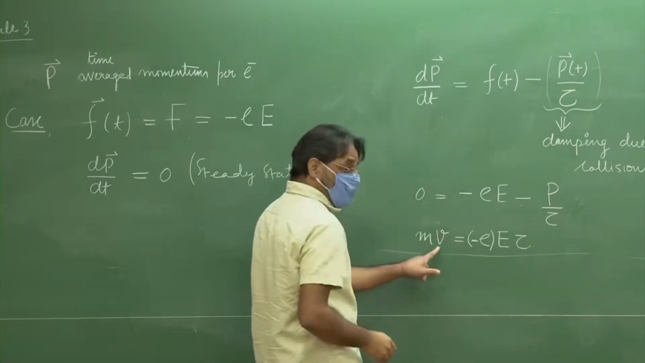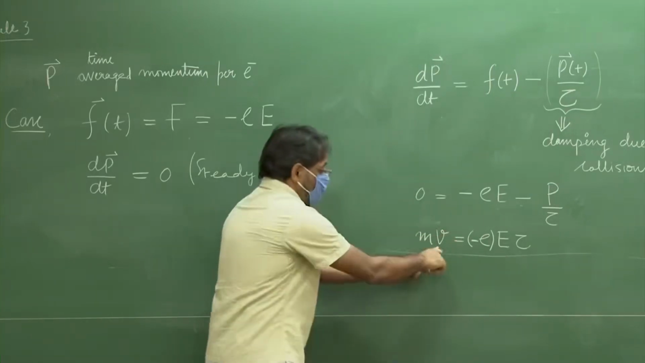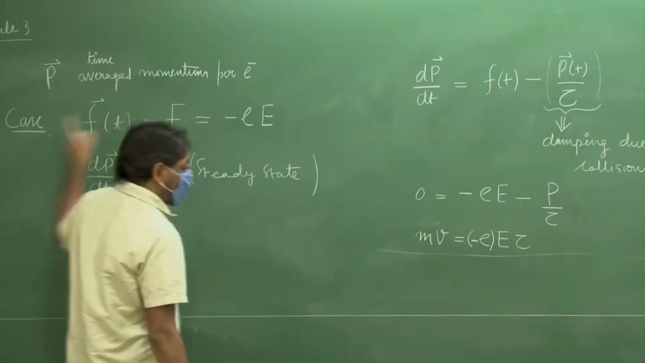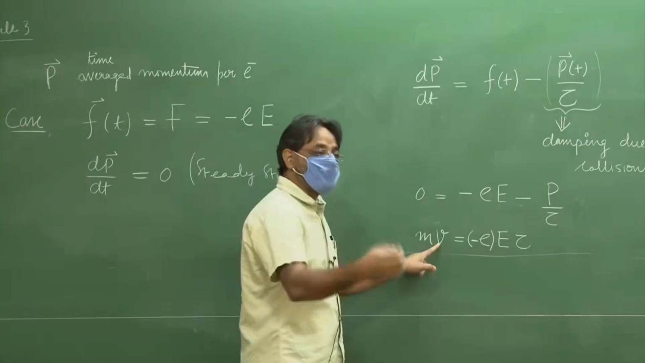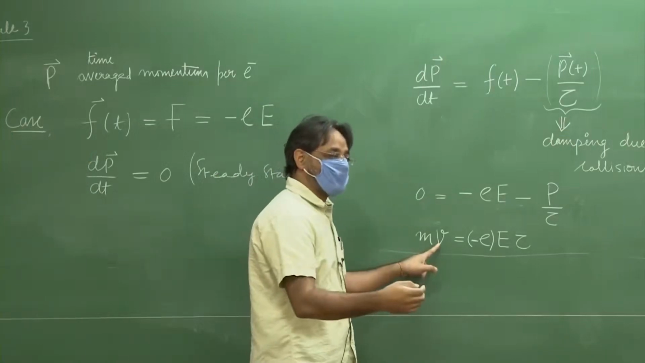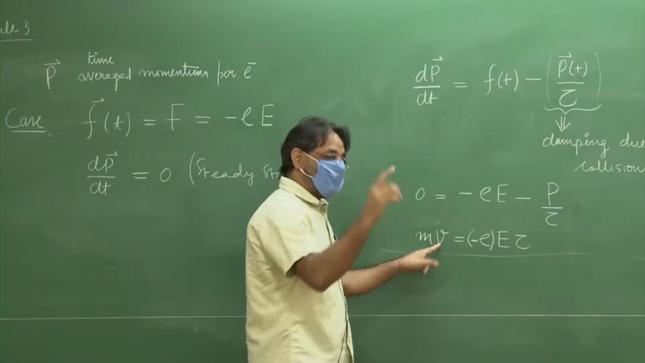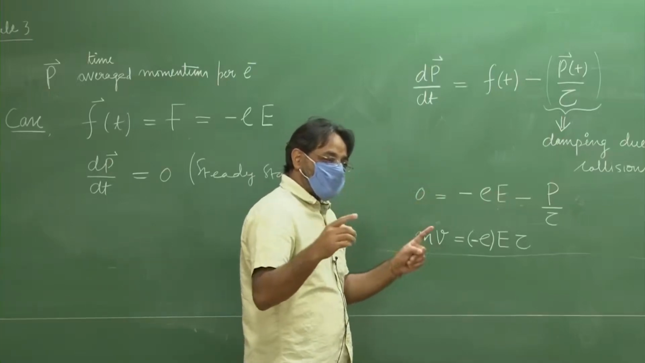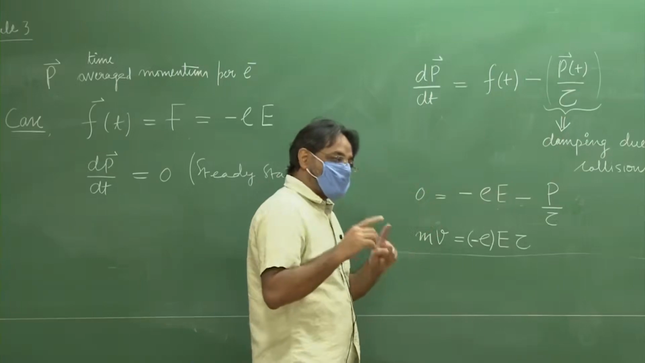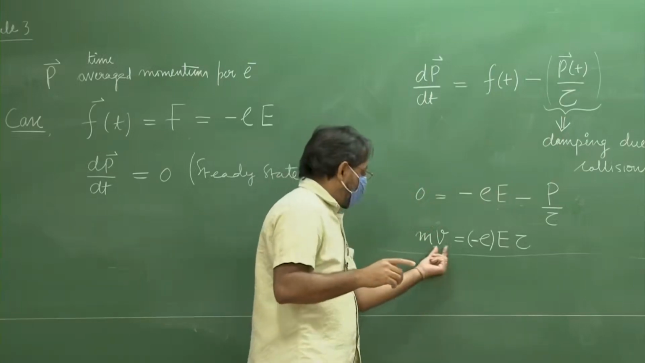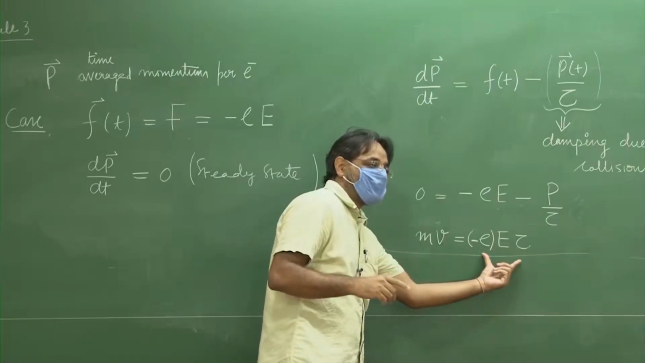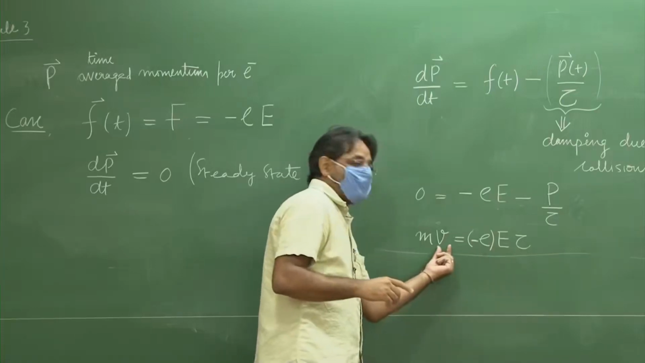Now be very careful, this V is not the same as the V naught which I had written there. This is the additional, superimposed V because of the force field. You remember the time average of P is 0 when there is no force field. The time average of V is 0 when there is no force field. The time average of V is non-zero now because there is a force field which is EE. So this is the time average velocity.